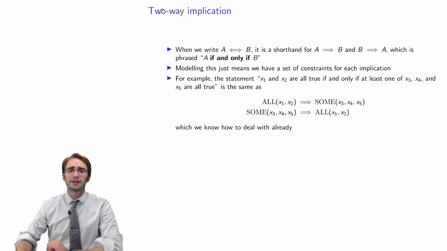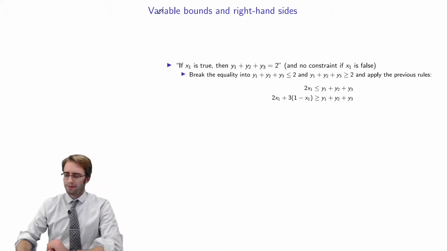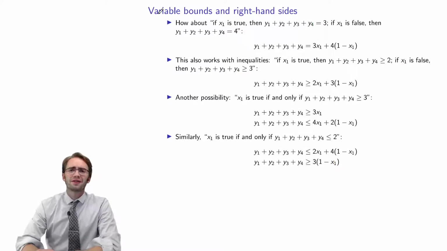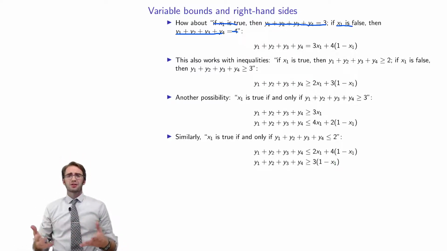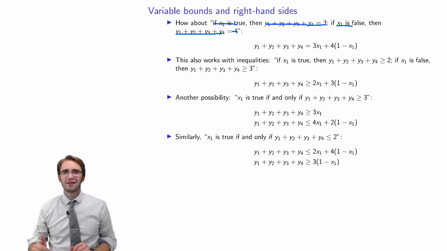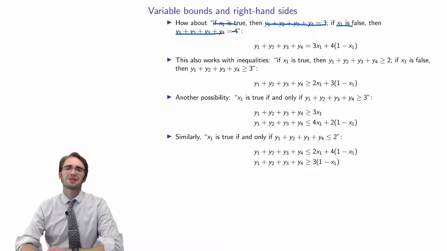So we'll go through this here, and I just want to show a few examples. Here, I like this one. Here's another few examples that we'll look at. If x1 is true, then y1 through y4 have to sum to 3, and if x1 is false, then y1 through y4 have to sum to 4. Okay, you can imagine that, right? If x1 is true, then you're buying one factory, and then you have to make this many units. And if you don't buy the factory, you have to make a different number of units, right? You can imagine situations where this would happen.